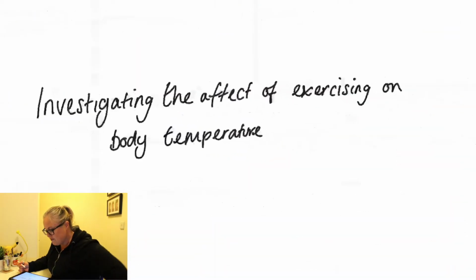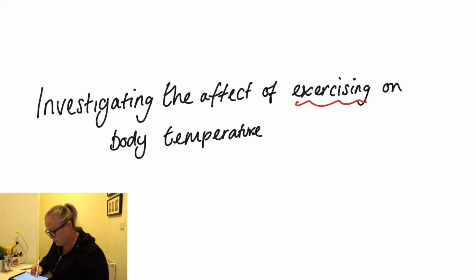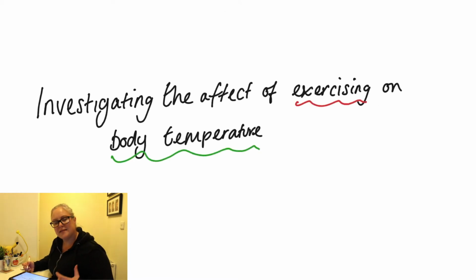So here's one here, investigating the effect of exercising on body temperature. So what is the independent variable? What are we changing in this investigation? So the variables in the title, investigating the effect of exercising on body temperature, are exercising and body temperature. Exercising is one variable and body temperature is another. They're the things that are going to alter in this investigation.